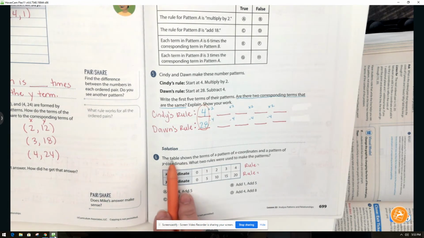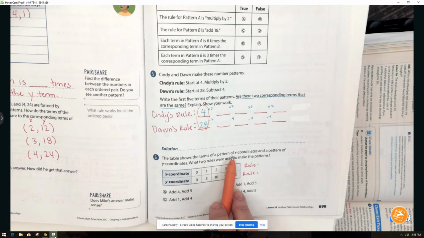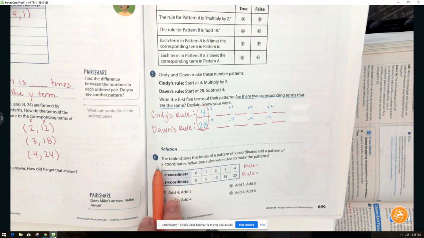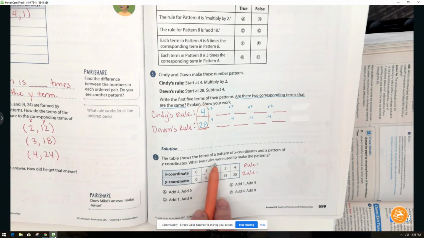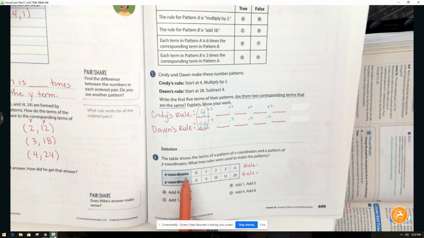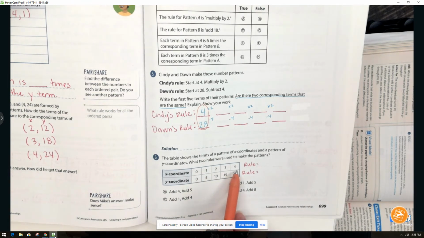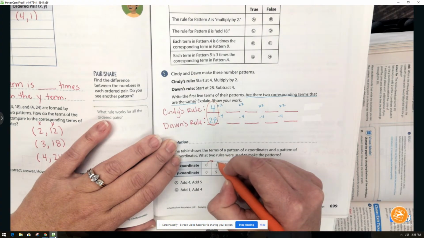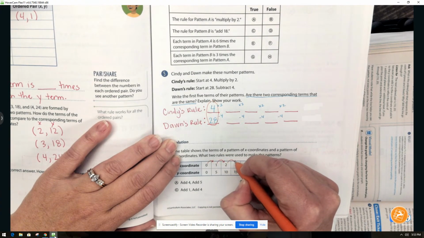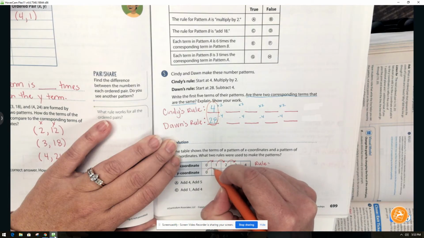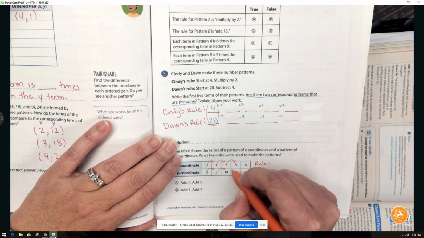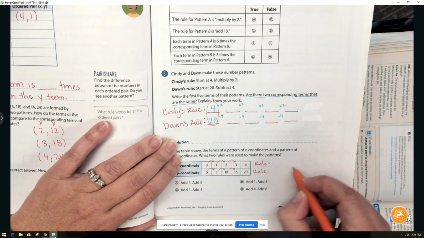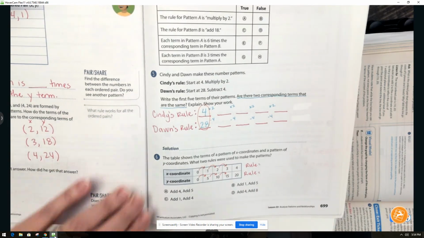Number 6, the table shows the terms of a pattern of x coordinates and a pattern of y coordinates. What 2 rules were used to make the patterns? So look here and figure out what the pattern is going from each value over. Then look at the y and see what the rule is. And then write down what each rule is and then find the correct answer.